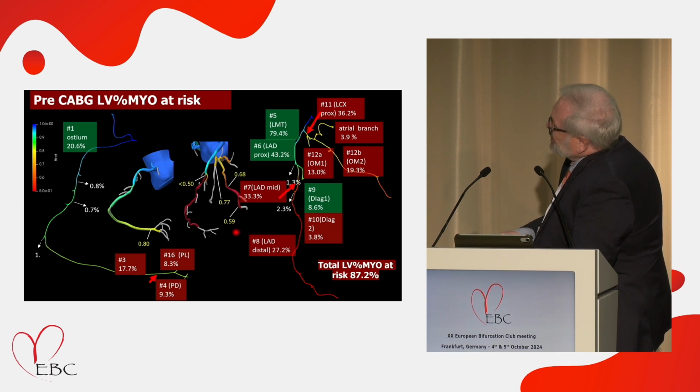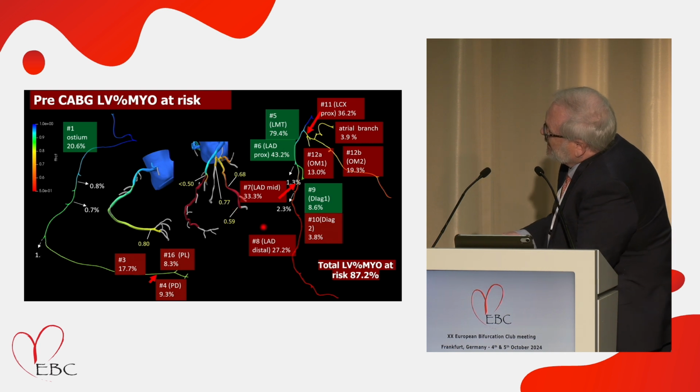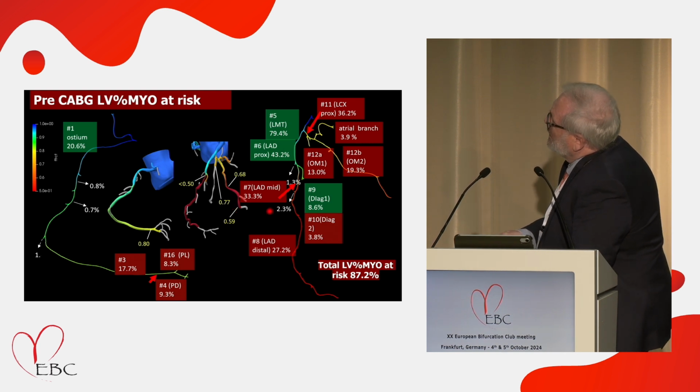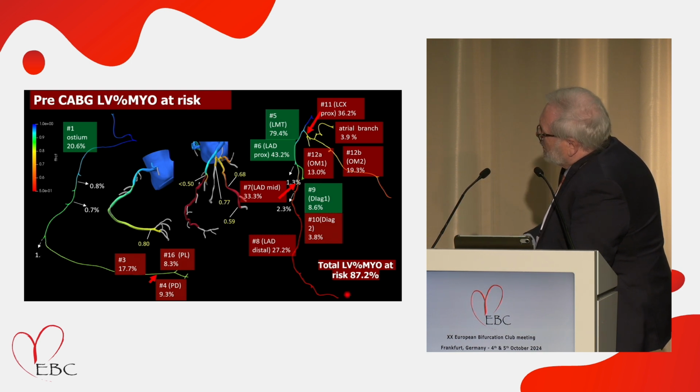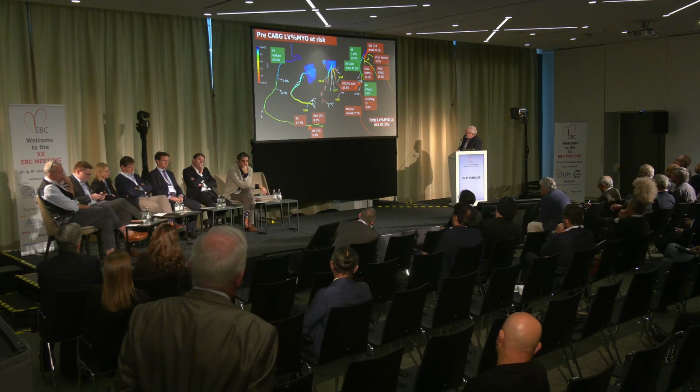And everything which is in red is in percentage myocardium at risk. You notice that the first diagonal is not involved, and you notice that the first obtuse marginal is there for 13%. So before surgery or before PCI, you had a total LV% myo at risk of 87.2%.